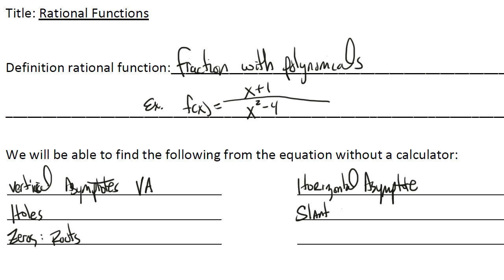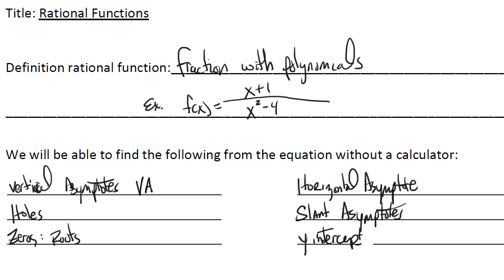Not in this video. We'll do slant asymptotes in class. It's easy, but we'll talk about it this week. And the last thing we'll be able to find is the y-intercept. I should say y-intercept, since there's only one of them.